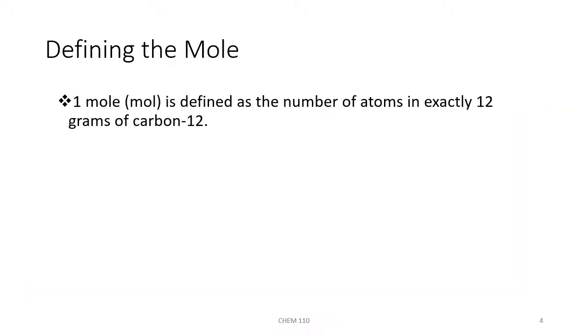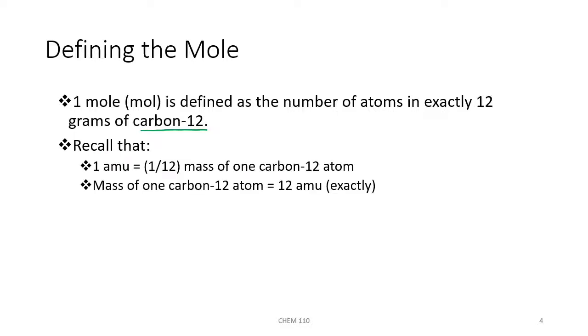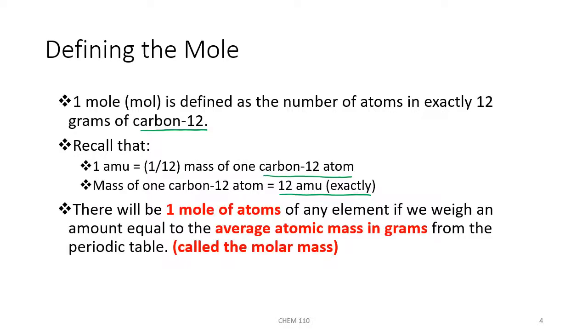Let's define what a mole is. 1 mole is specifically defined as being the number of atoms contained within 12 grams of the isotope carbon-12. If you recall from the last chapter, that's exactly the same way that the AMU, or atomic mass unit, was defined. 1 AMU was 1/12 of the mass of 1 carbon-12 atom. So if we were to multiply that by 12, the mass of 1 carbon-12 atom would be exactly 12 AMU. This means that any atomic mass that we read off the periodic table is going to be equal to 1 mole of atoms for any given element.